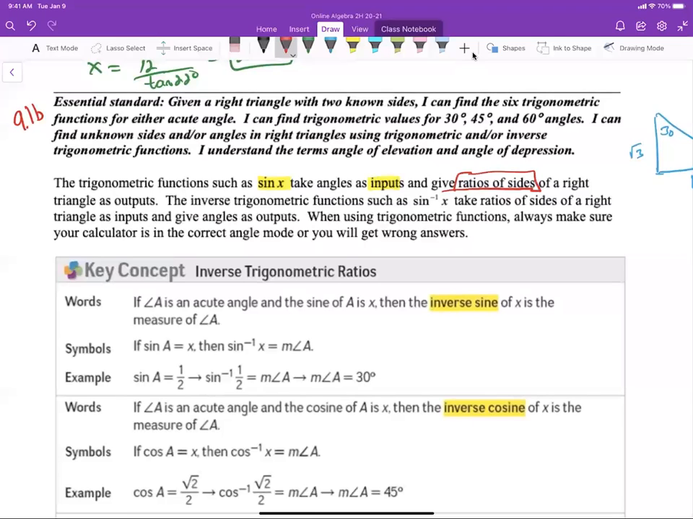Now the inverse trig functions are located, if you look at your sine, cosine, tangent keys on your calculator, above them: your sine inverse, cosine inverse, tangent inverse. That is a second function key. This is what sine inverse of x looks like. They take the ratios of the sides as inputs, and they will give you the angle as an output.